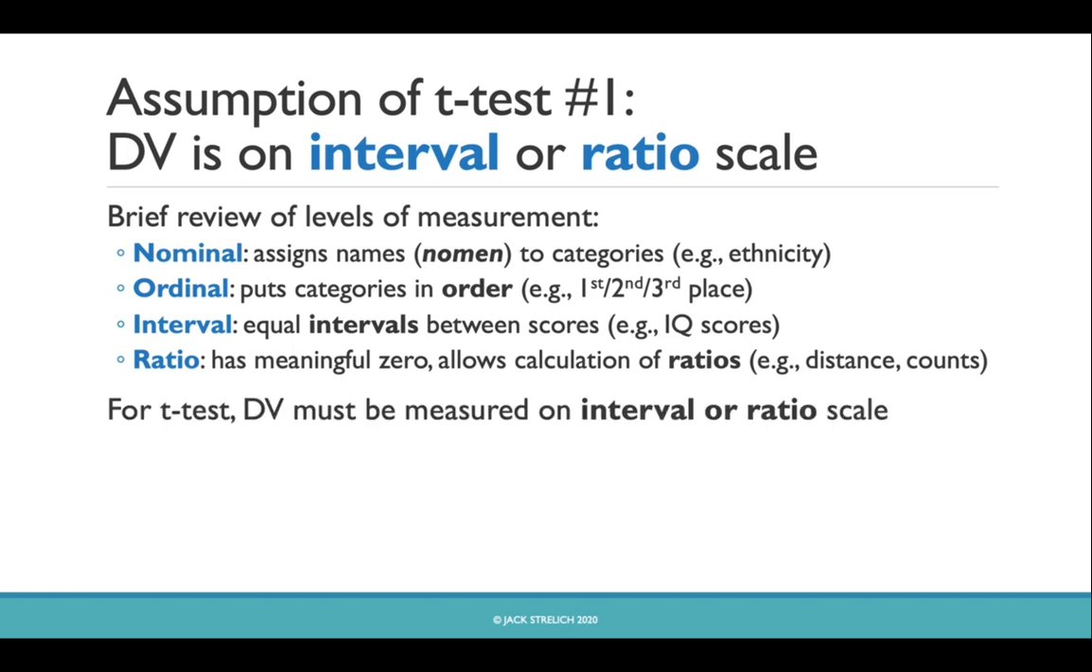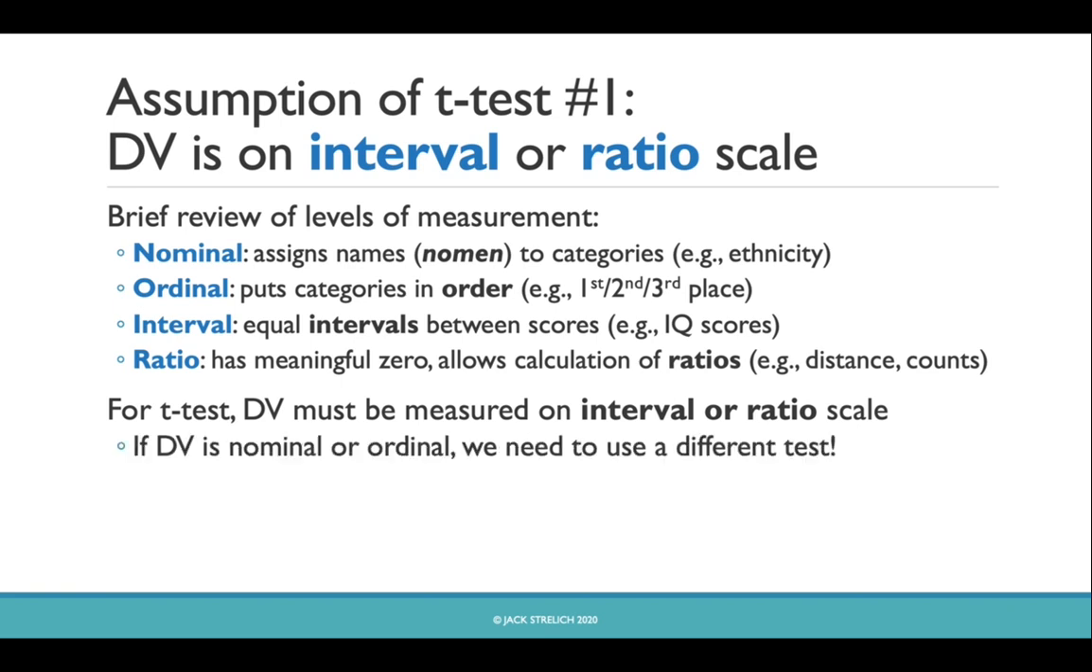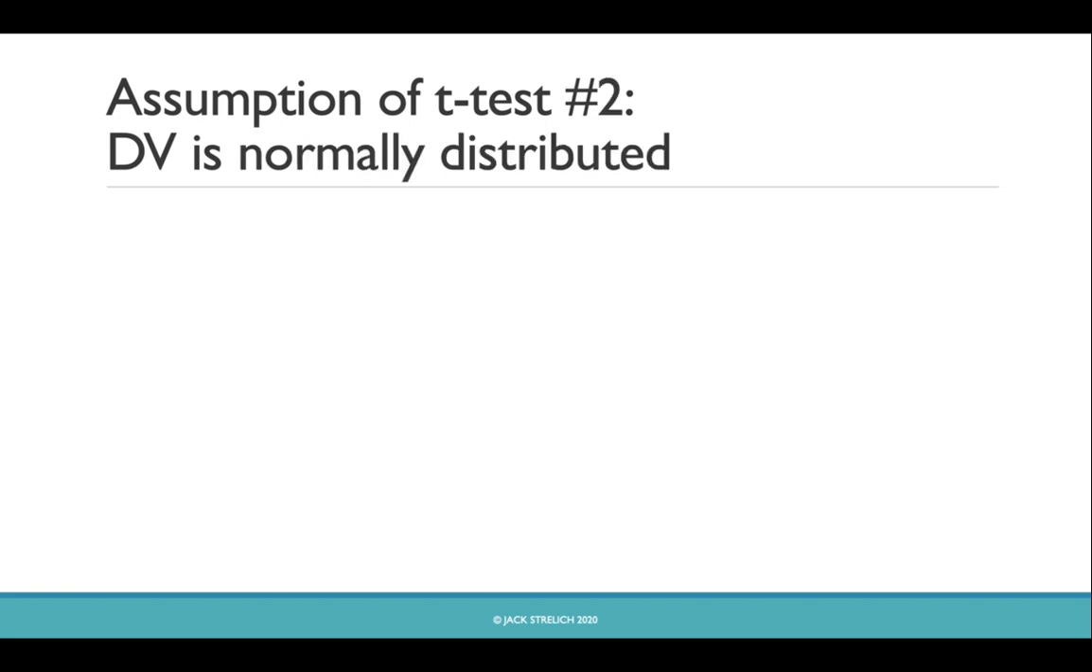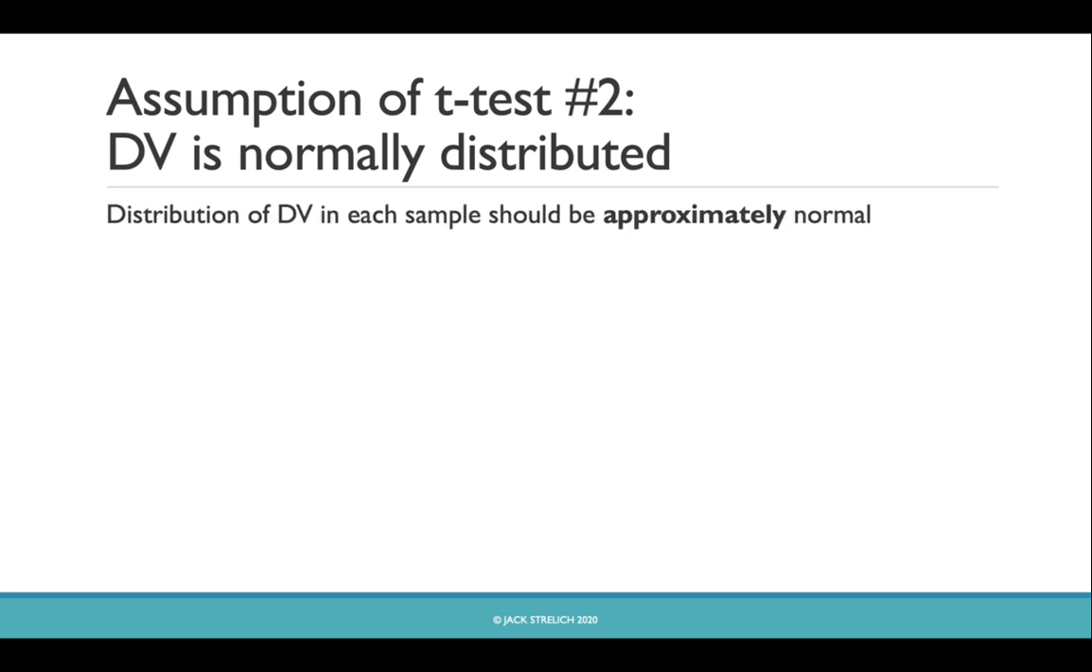For t-tests, the dependent variable must be measured on an interval or ratio scale. If the dependent variable is nominal or ordinal, we have to use a different test. The second assumption of the t-test is that the dependent variable is normally distributed. In other words, the distribution of the dependent variable in each sample should be approximately normal.